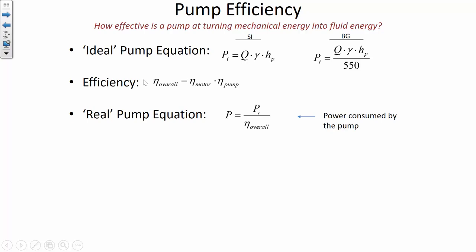Now, the overall efficiency of the system takes into account both the efficiency losses having to do with the motor, which is turning electrical energy into mechanical energy, and the pump, which is turning the mechanical energy into fluid energy. And so the real pump equation, where we are taking into account the efficiency, is going to tell us the amount of power required, how much electrical power is required to go into the pump in order to provide a desired amount of pump head. So this would give us how many watts is required, and you'll notice that we're dividing by the efficiency factor because the losses increase how much energy we have to put in to get out a desired amount of energy, of fluid energy.